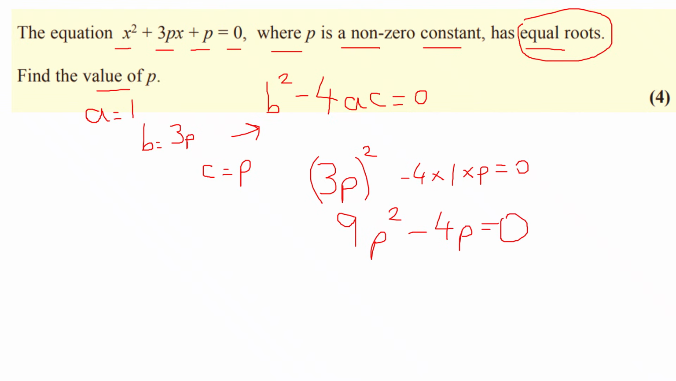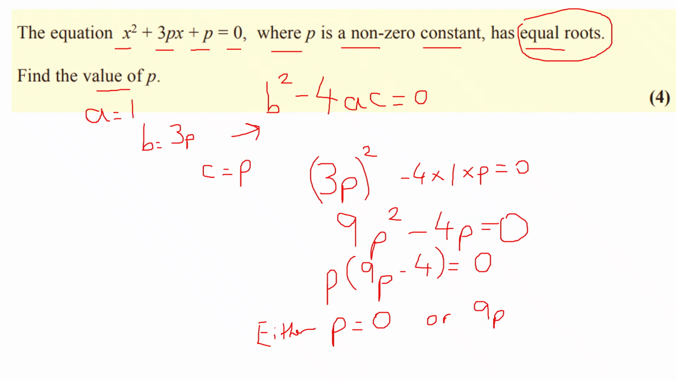This is a quadratic that I can now solve. I'm going to factorize it, so take out a factor of p. We're going to have 9p minus 4. So p goes into 9p squared 9p times, and p goes into minus 4p minus 4 times. So now we can say that either p must equal 0 or 9p minus 4 must equal 0.